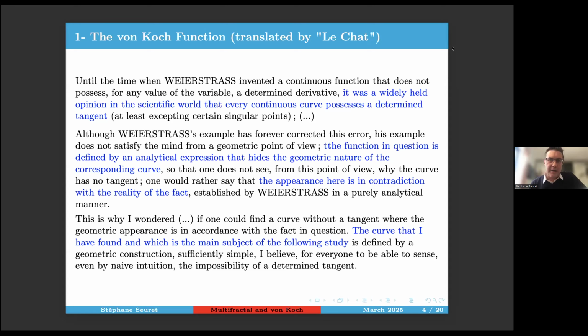This is why, meaning von Koch, I wondered if one could find a curve without a tangent where this geometric appearance is in accordance with the fact in question. The curve that I found, and which is the main subject of the following study, is defined by a geometric construction. So actually the main purpose of the article was not to introduce the snowflake, but to introduce a continuous, nowhere differentiable function. But actually everyone only remembered the snowflake, essentially. No one went probably beyond section 6 or 7.